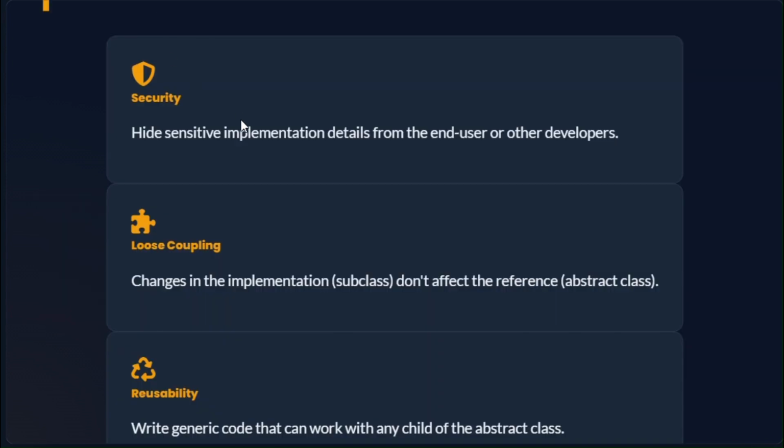Why do we do abstraction? Security comes first. You hide the implementation so others cannot accidentally break your logic. Loose coupling. You can change how Circle draws itself without ever touching the Shape class. Next comes reusability. You can write a single piece of code that handles any shape, whether it's a circle, triangle, or square.